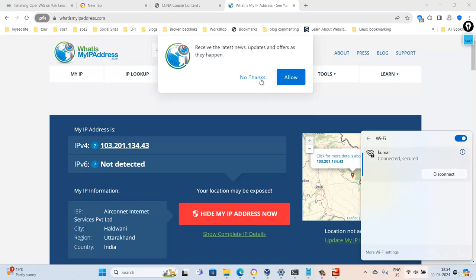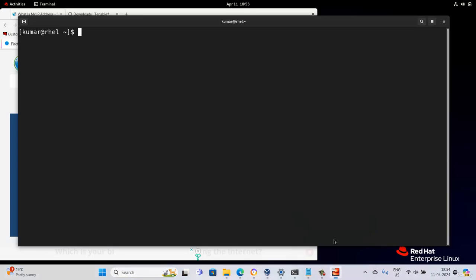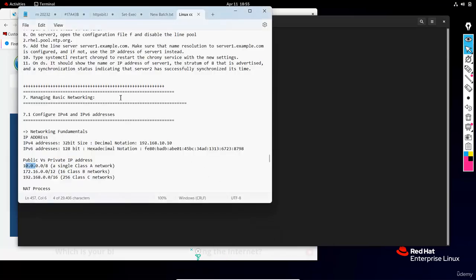So how will these things work? This will work based on NAT or PAT. So NAT and PAT are used. We have discussed detailed information in a previous course, so I am not going to describe anything related to this. Okay, the PAT and NAT process.